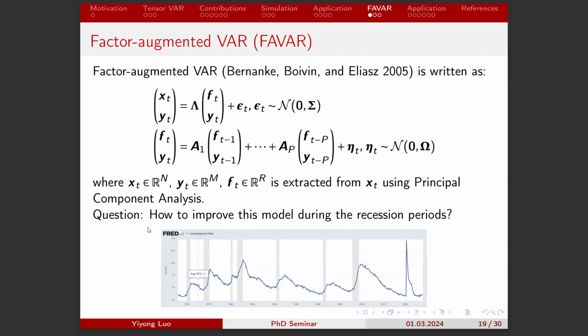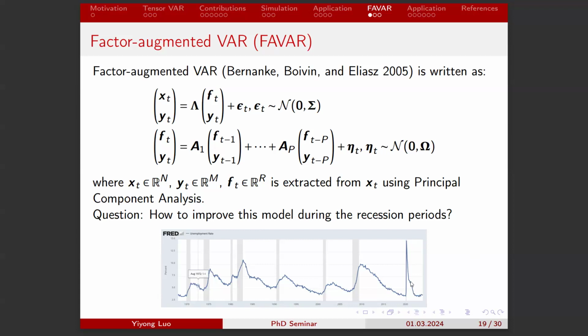I demonstrated recession periods using this figure. Here is the unemployment rate I extracted from the Federal Reserve website, and each gray band, I'm not sure whether you can see it is gray, corresponds to one recession period. You can see here is the financial crisis, and this one, which is pretty narrow, is the one for the COVID-19 pandemic. You also have something like the oil crisis and the stagflation in the 70s.